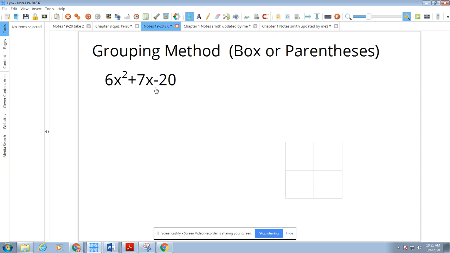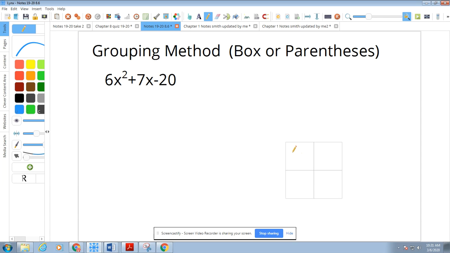So we're going to place the first term, 6x squared, in the first box here. We'll place the last term in the last box. And then we multiply those together, and we get negative 120x squared. Then we have to find what factors of negative 120x squared add up to be 7x.